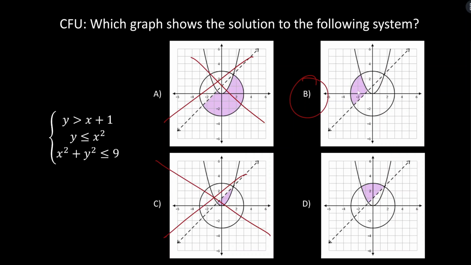Above the dotted line, below the parabola, and inside the circle. This is the shaded region that satisfies all 3 of those requirements. B. So hopefully you picked B. If you did, you are correct. Nice job. Let's try one more.